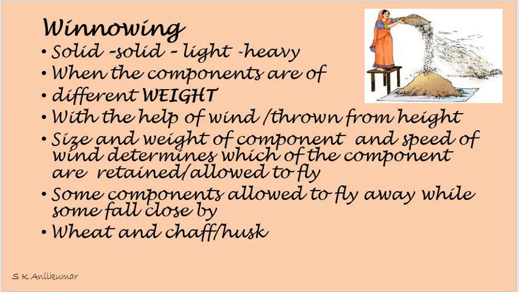With the help of the wind, it is thrown from a height. The size and weight of the component and speed of the wind will determine how we do this. Some of the component will fall down closer to you, some will fly away. Whatever flies away is considered as impurity or unwanted. Whatever falls closer to you is considered as useful and wanted material, because we know wheat is heavier than the chaff in this situation. So this is called winnowing.